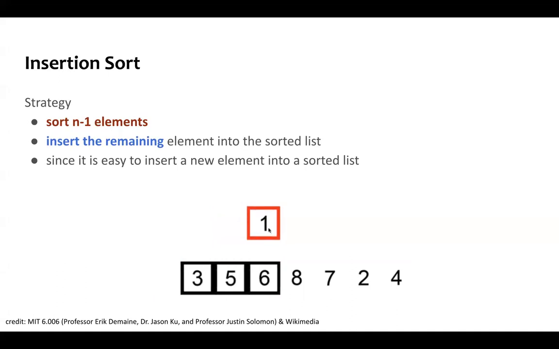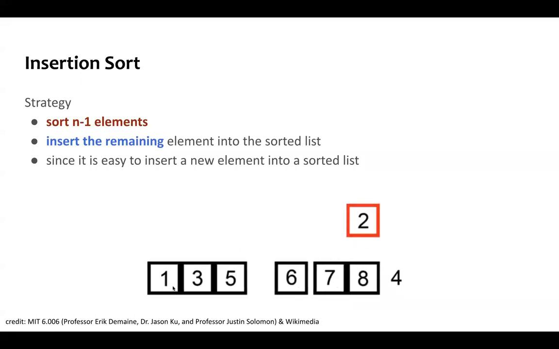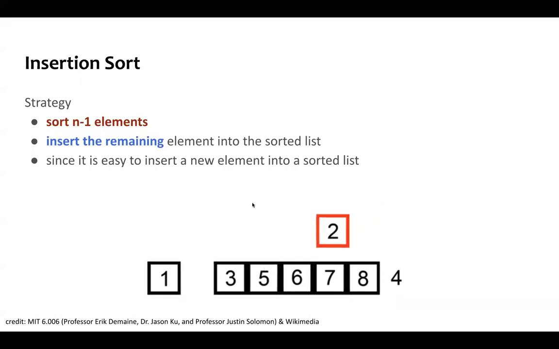Because this one is the smallest, it has to go to the front. And when we reach here, the item just stays there. And we came up to this item, it has to go here. So it has to go to the second point like this. So actually this is an in-place implementation of insertion sort.